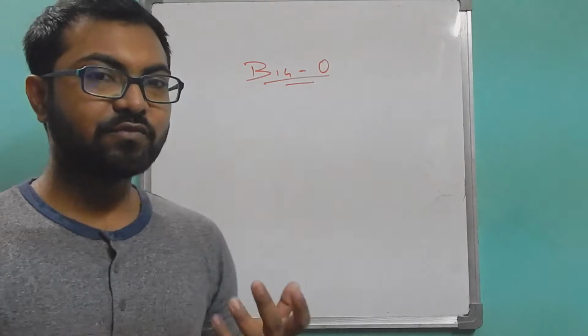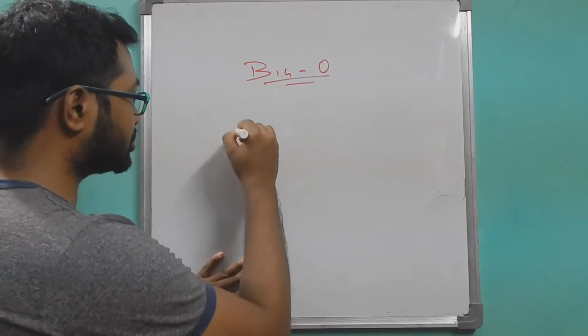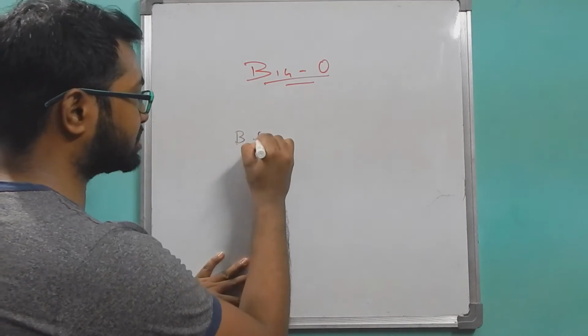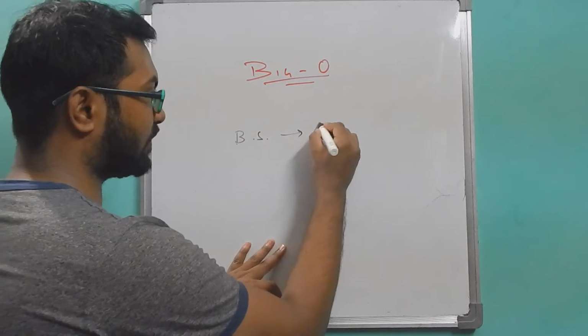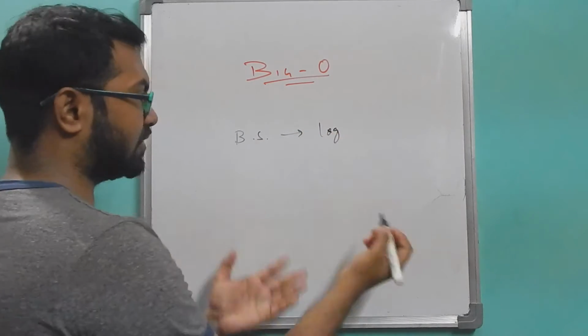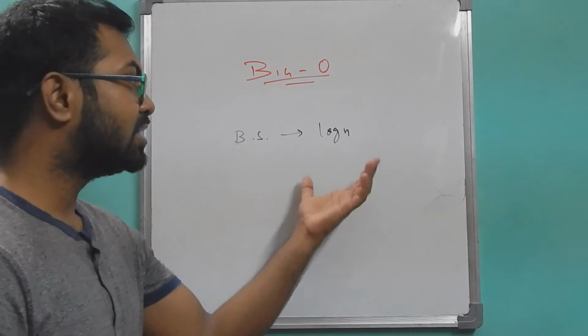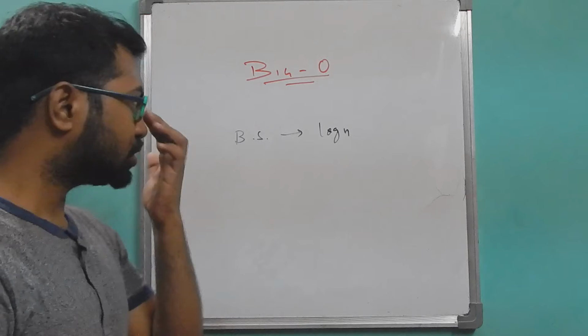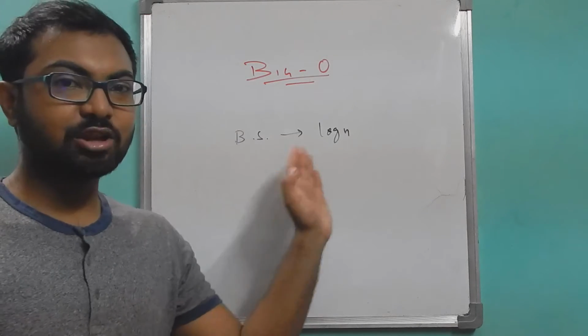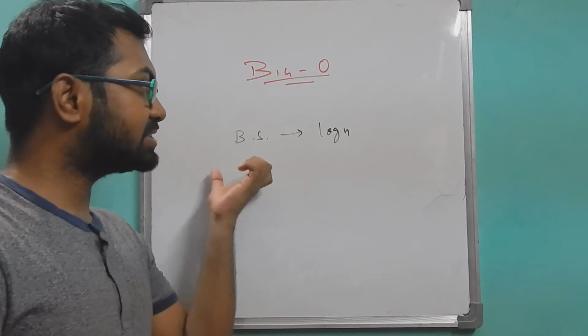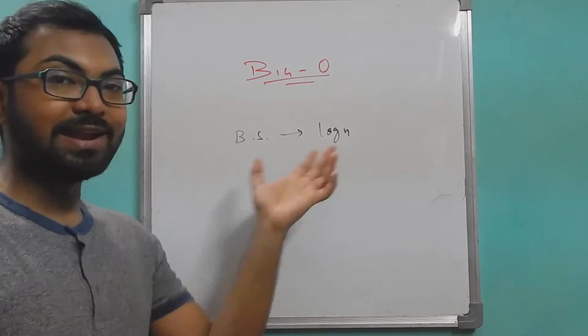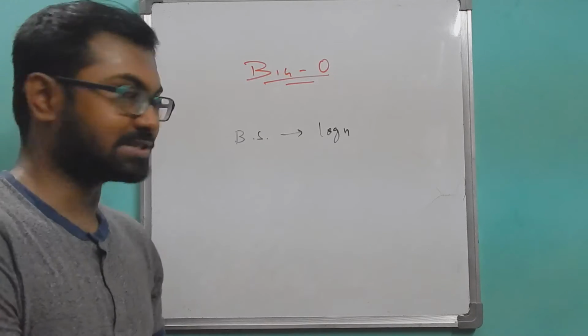So, what is big O? It's an asymptotic notation which defines the upper bound for a given algorithm. Let's take an example of binary search. Let's say there is a binary search algorithm which takes log of n time. Now you might have heard that binary search takes log of n, but let's see how. When we say binary search is taking log of n time, that means binary search is taking log of n at the worst case and not at every case.